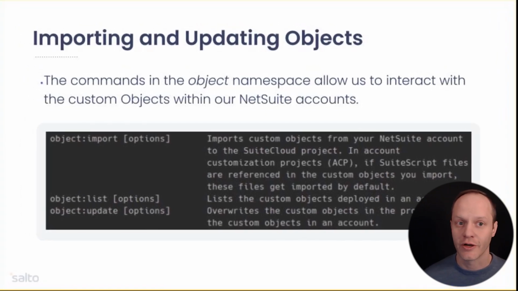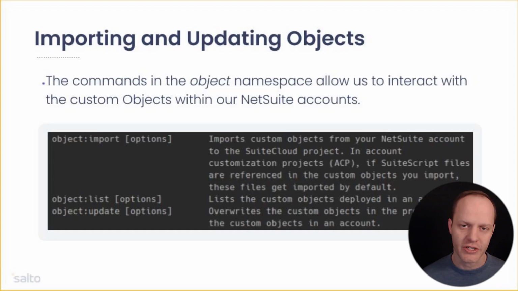And to do that, we need to put some custom objects in our project. Custom objects in SDF are represented by XML files. And there are a few ways we can get those XML files into our project. We could create them directly by hand. We can manually download the XML for an existing object from the UI and then place that file into our project. Or we can use SDF commands in the object namespace to automatically import the definitions of existing objects into the project. We won't go into creating the XML files manually here, but you can find all of the schemas for doing so in NetSuite's help documentation.